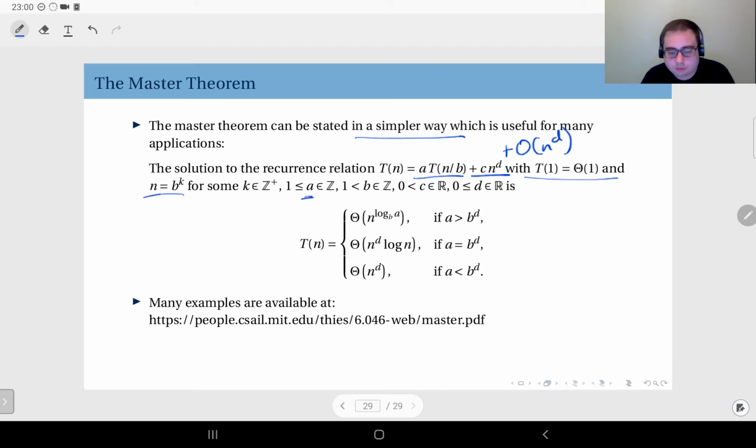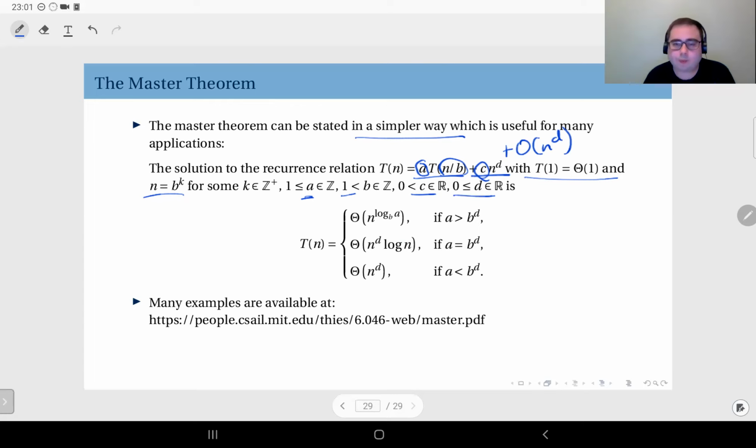And a should be at least 1. It's an integer because that's the number of subproblems you solve. You need to solve at least one for this to be a meaningful algorithm. And b here again is greater than 1 because the subproblems should be smaller than the original problem. c should be positive because you don't want a negative number of operations in the merge step. And of course, d is a non-negative exponent.